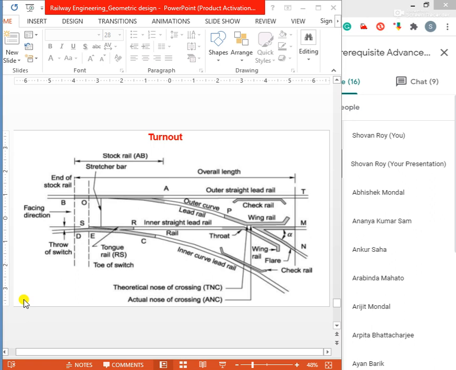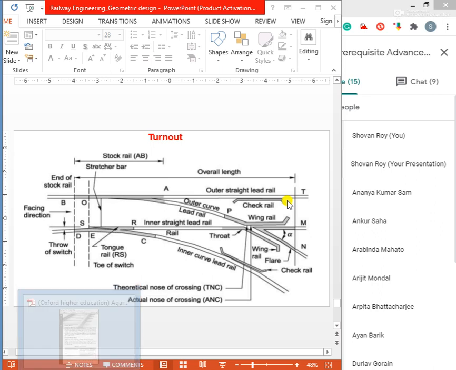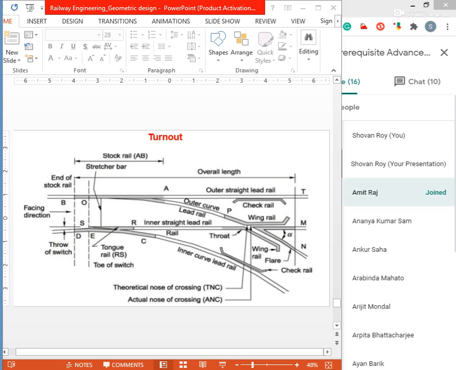So in this picture, some parts of the turnout are given. Suppose a set of switches. You can see the switches are given. Throw switch. Only one switch is given, because this is a simple figure of a turnout. So the throw switch, one switch is given. Then the crossing. The various constitution of the assembly.